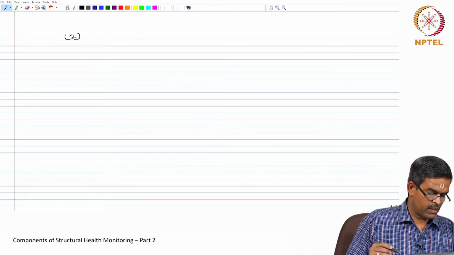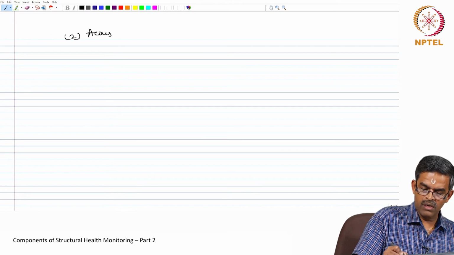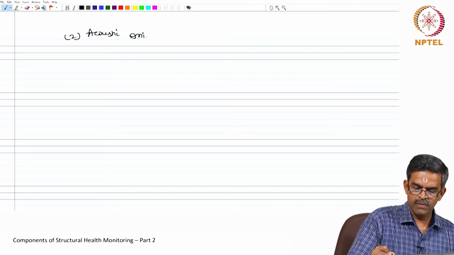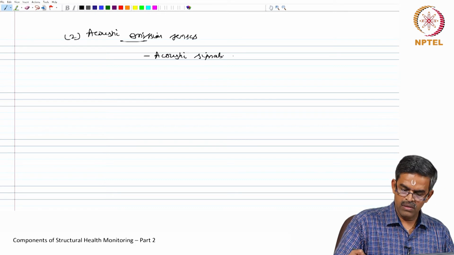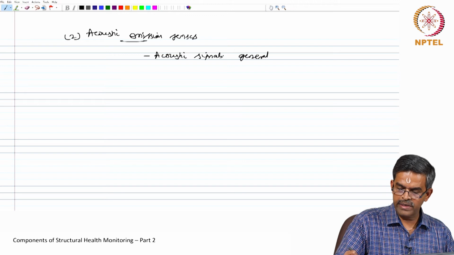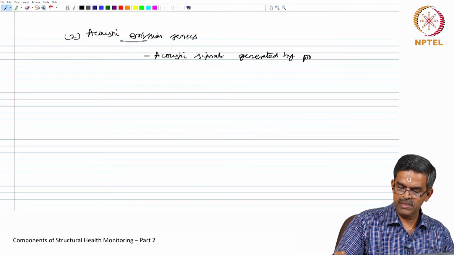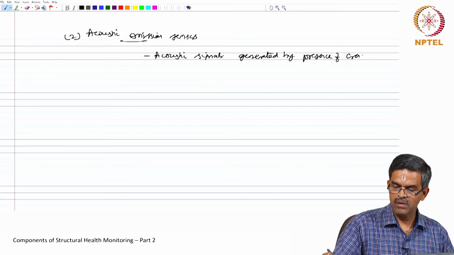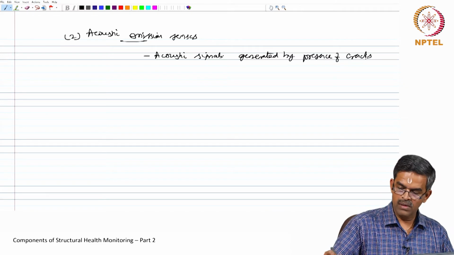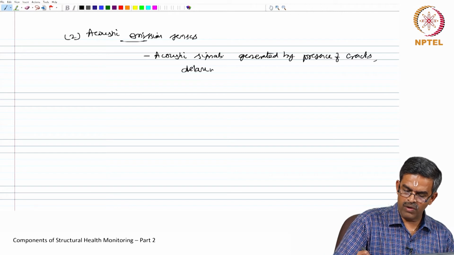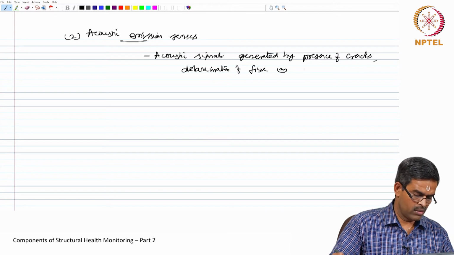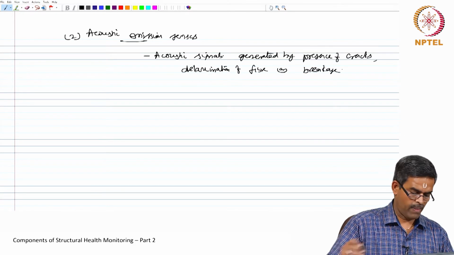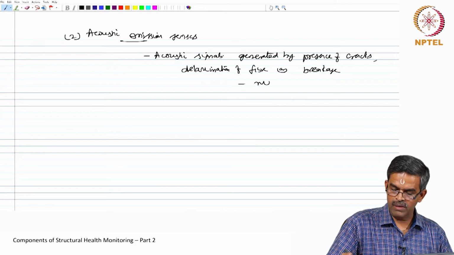The second type of sensor is acoustic emission sensor. In this type of sensors, acoustic signals which are generated by presence of cracks or local faults, delamination of fibers or even a breakage, they are measurable.